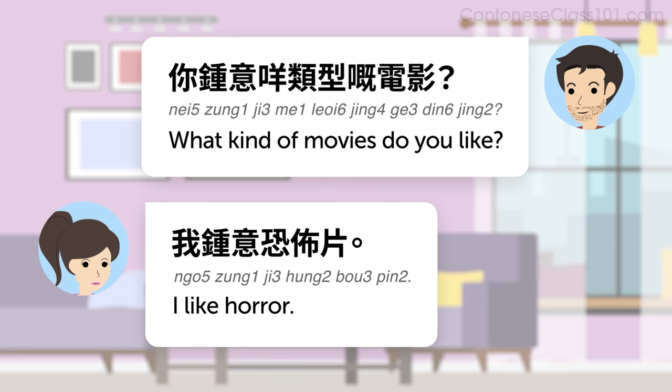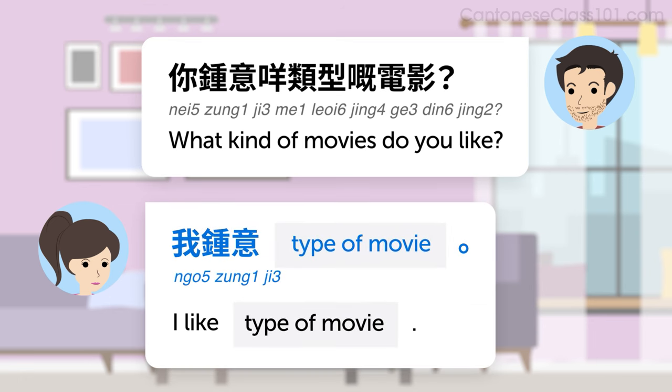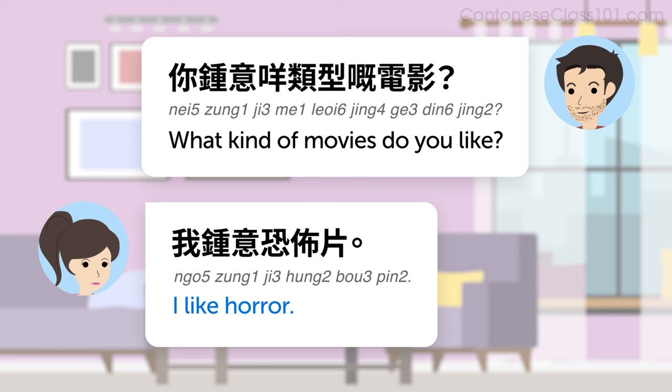Now, how do you answer this question? The pattern is 我喜欢 type of movie. I like type of movie. For example, I like horror. 我喜欢恐怖片.